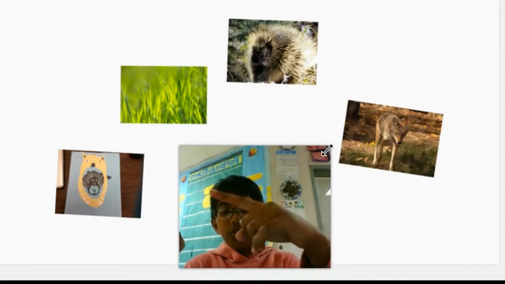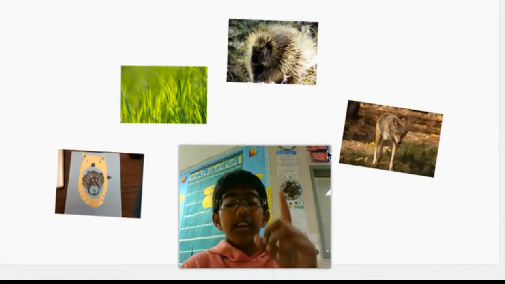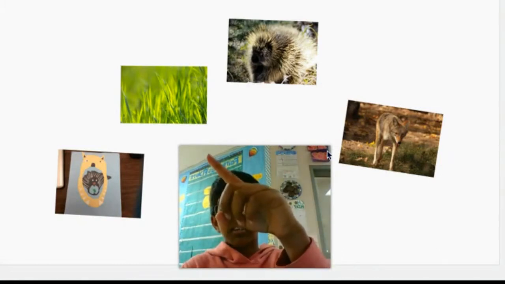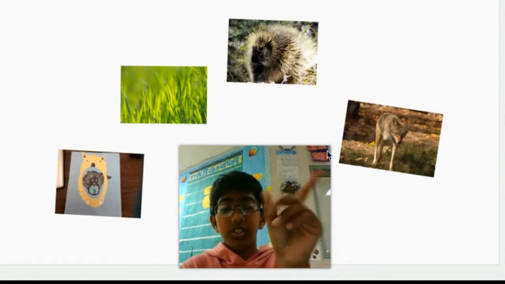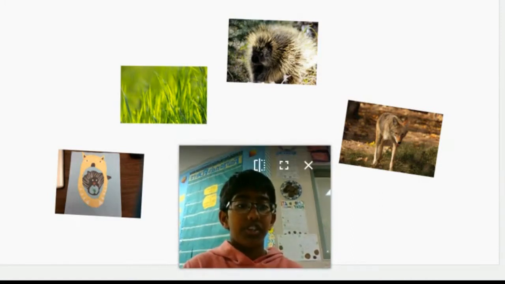This is my food chain. So technically what happens in the food chain is the porcupine eats the grass and the coyote eats the porcupine. This is my food chain.